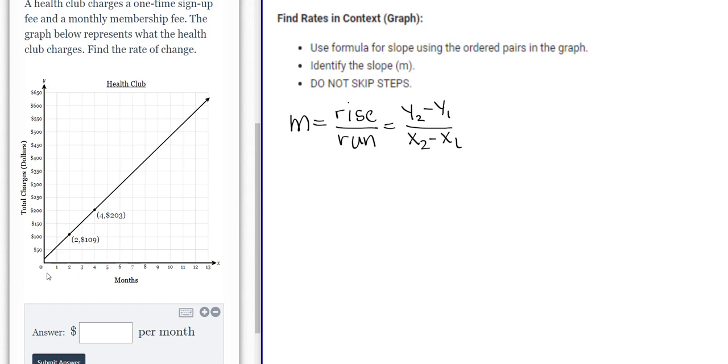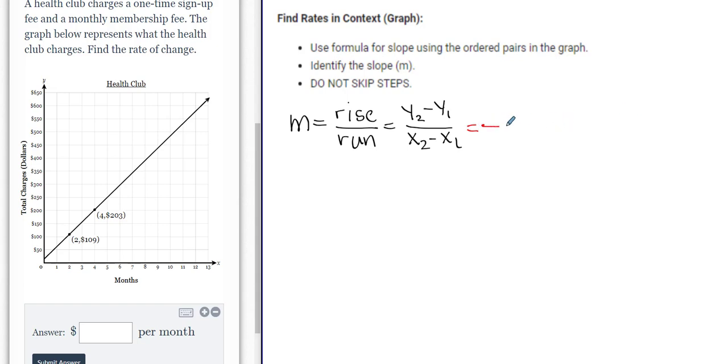So just to give you a quick reminder, this is my x-axis and this is my y-axis. We're still going to be putting things in terms of m here. Remember, m is rise over run. The formula for finding m is y sub 2 minus y sub 1 over x sub 2 minus x sub 1. Our final answer when we're done, you can see it's going to be dollars per month. So we're going to have to keep that in mind for the end.